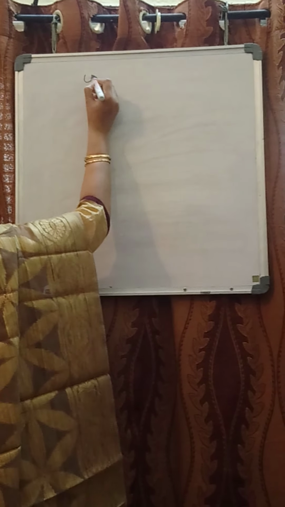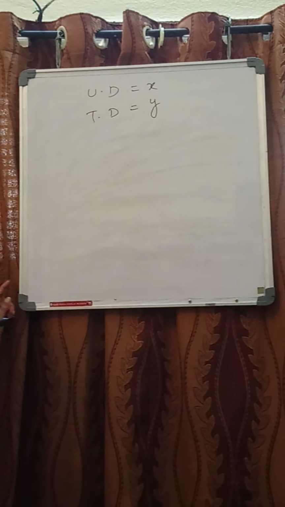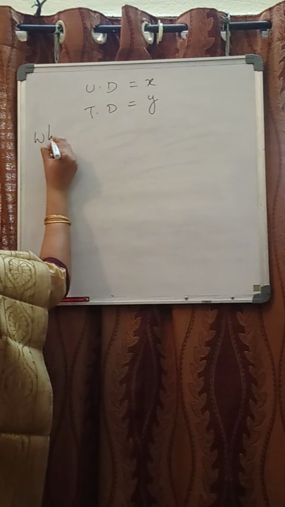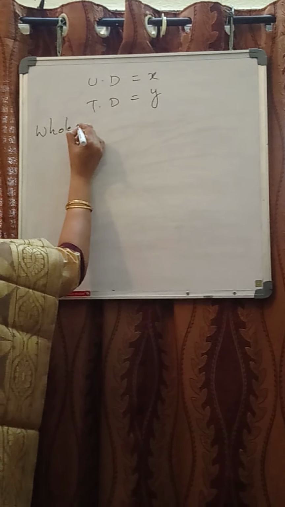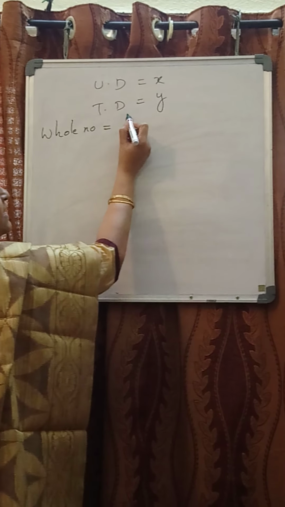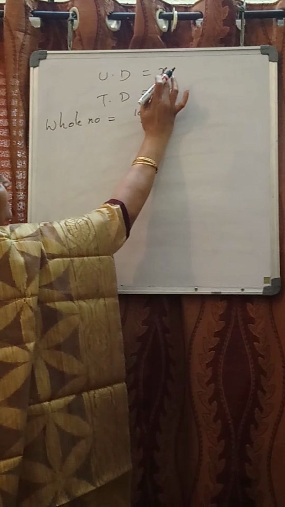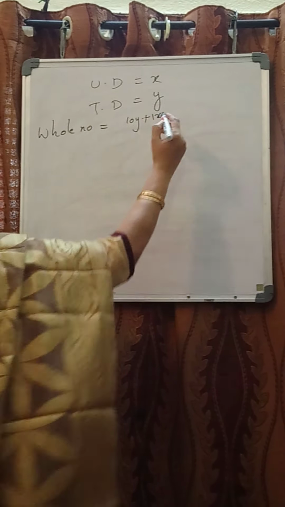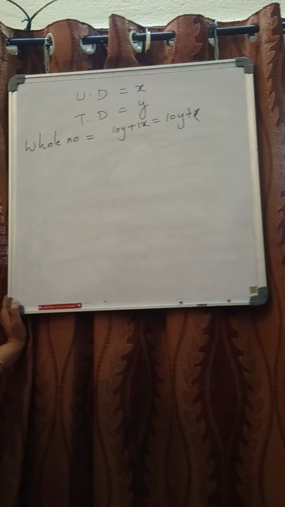So first recollect the topic you learned under digits, children. Suppose you take units digit as x and tens digit as y. How will you find the whole number? Whole number means it is a two-digit number. So the whole number is equal to the tens digit multiplied by 10. The tens digit is y, so 10y. And the units digit x times 1 is x. Whole number is 10y plus x.